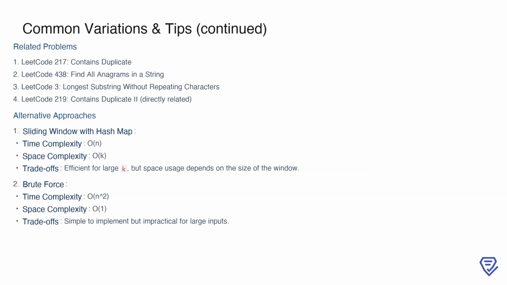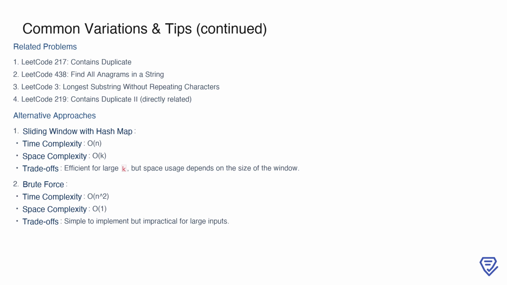This problem is closely related to several others on LeetCode. For example, LeetCode 217, Contains Duplicate, shares a similar focus on identifying duplicates. LeetCode 438, Find All Anagrams in a String, and LeetCode 3, Longest Substring Without Repeating Characters, also involve sliding window techniques or hash maps for efficient solutions. Of course, LeetCode 219 itself is directly related as a variation.